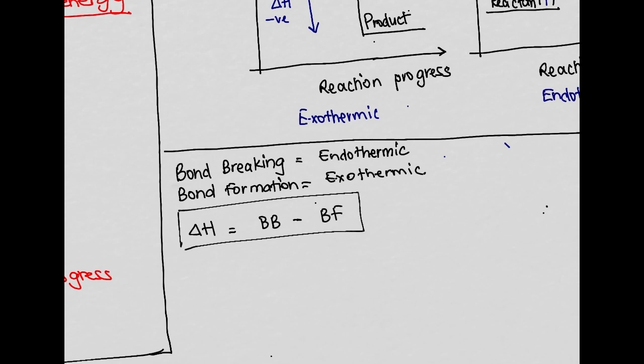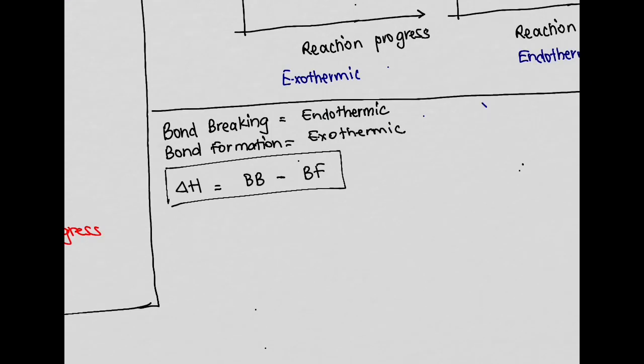As simple as this. Now, when you have a reaction where the overall delta H is negative, so overall the reaction is exothermic, it means that the value of bond formation is greater than the value of bond breaking. When this value is higher, then delta H becomes negative. So the energy released during bond formation is greater than the energy absorbed during bond breaking. That's why delta H becomes negative.